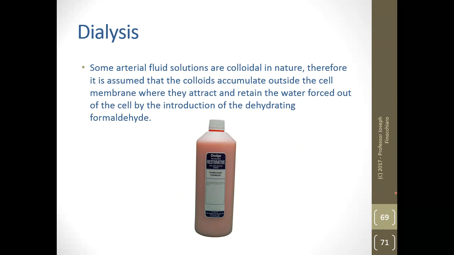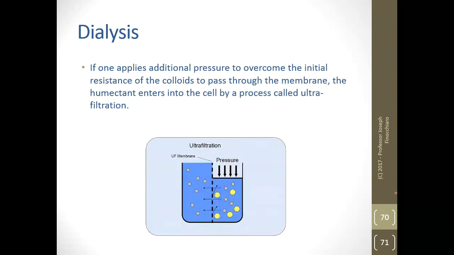Therefore, it is assumed that the colloids accumulate outside the cell membrane where they attract and retain the water forced out of the cell by the introduction of the dehydrating formaldehyde. If one applies additional pressure to overcome the initial resistance of the colloids to pass through the membrane, the humectant enters into the cell by a process called ultrafiltration. You are essentially forcing them through the holes as best as you can.